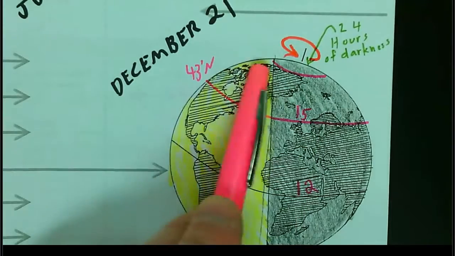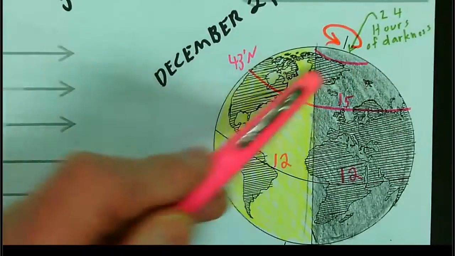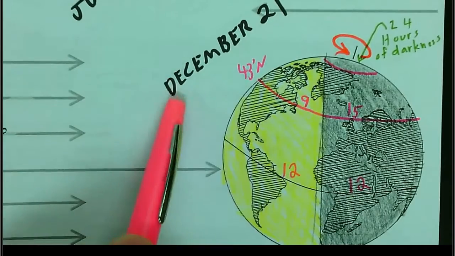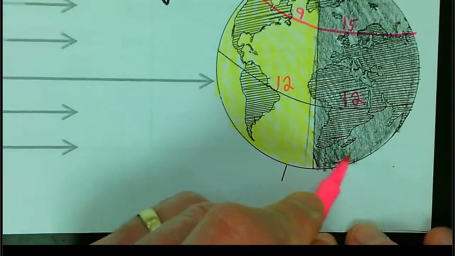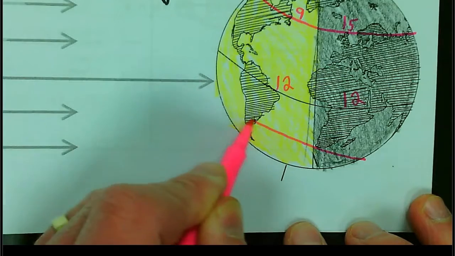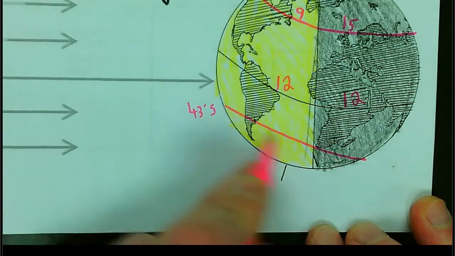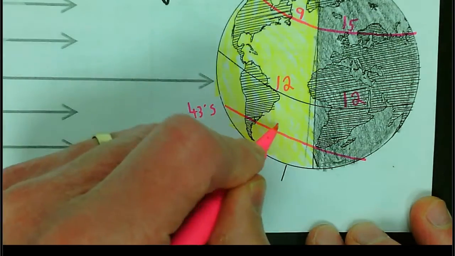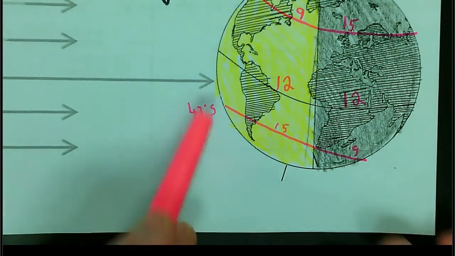Notice the northern hemisphere tilted away from the sun. Here's the sun's rays coming in. Northern hemisphere tilted away. It's our first day of winter. It's the first day of summer down here. If we look at that 43 degrees south again, they're getting a lot more daylight, 15 hours of daylight and just 9 hours of darkness. That's their first day of summer.